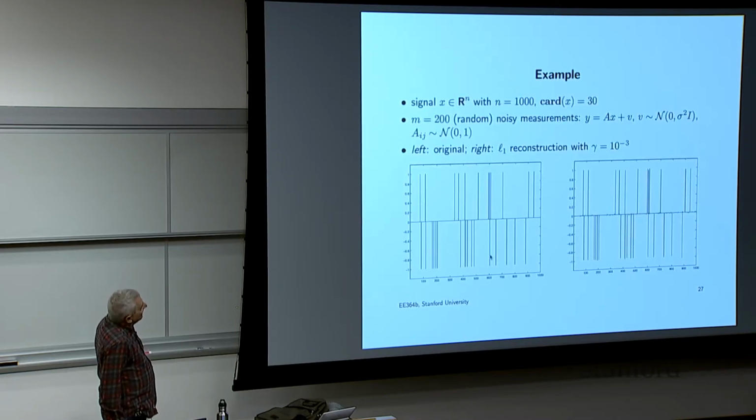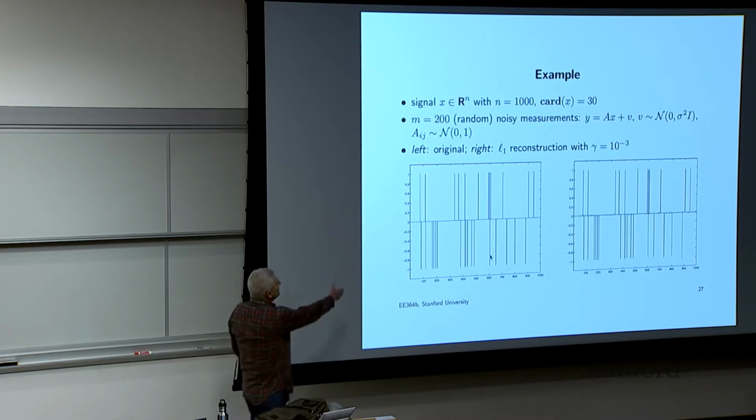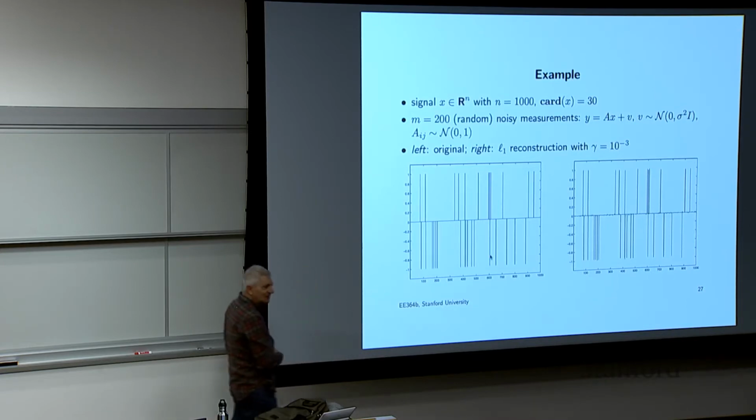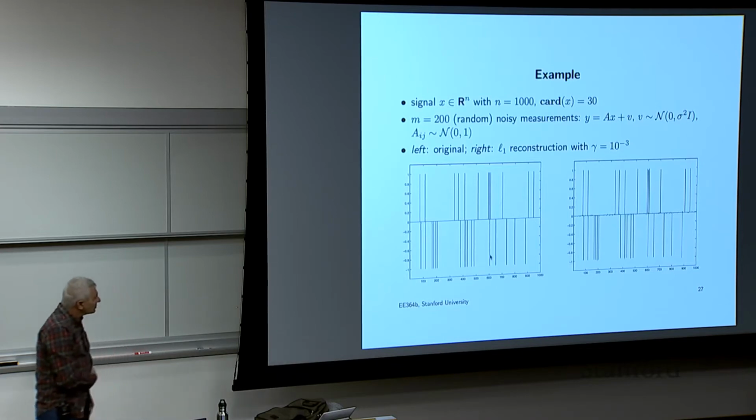Here's just a quick example, right? So there's a signal with dimension 1,000, but there's only 30 non-zeros, and here's the exact signal. This is just a simulated example. And then I give you 200 random noisy measurements of these 1,000 numbers. And if you do an L1 reconstruction with an appropriately chosen gamma, you basically get it exactly, right?